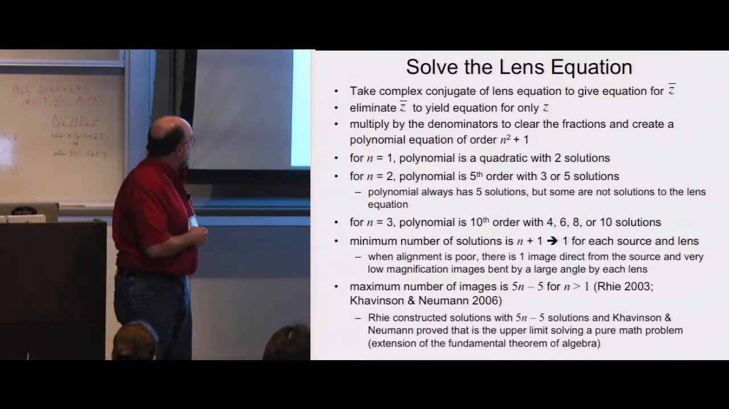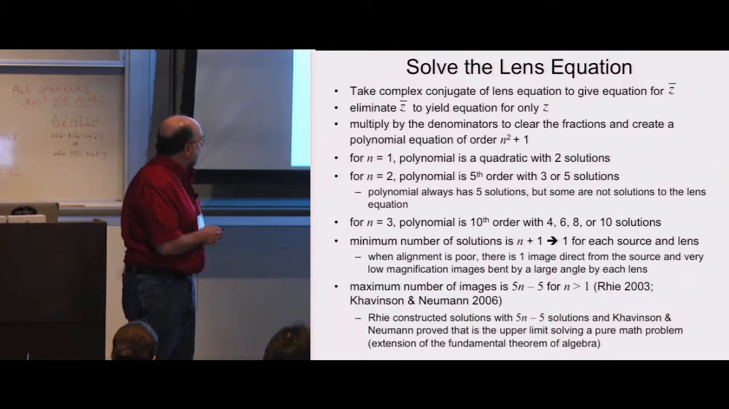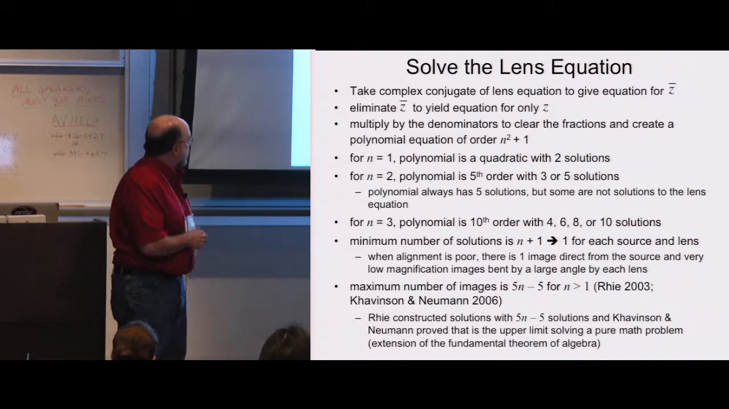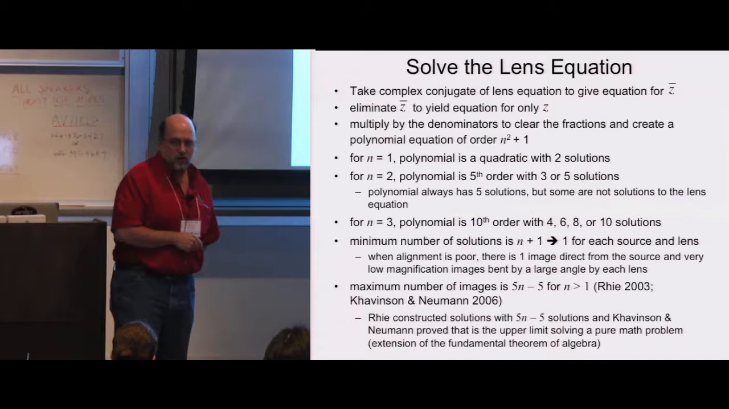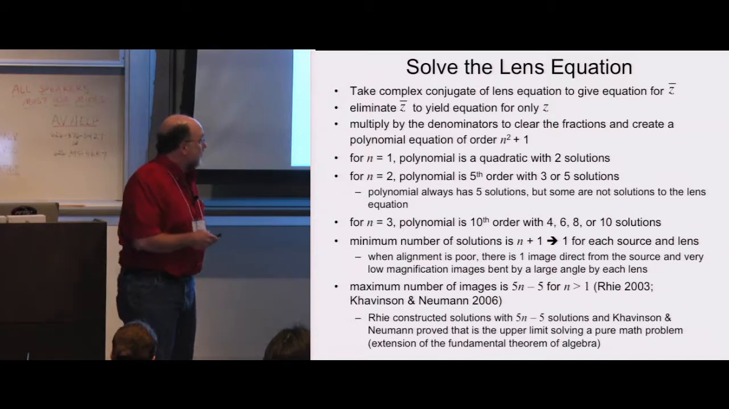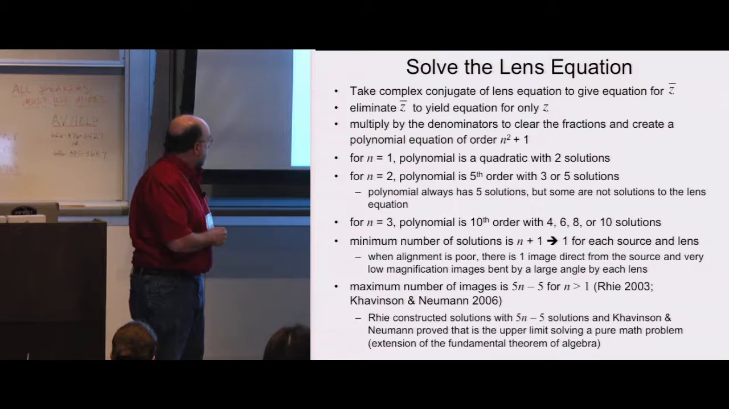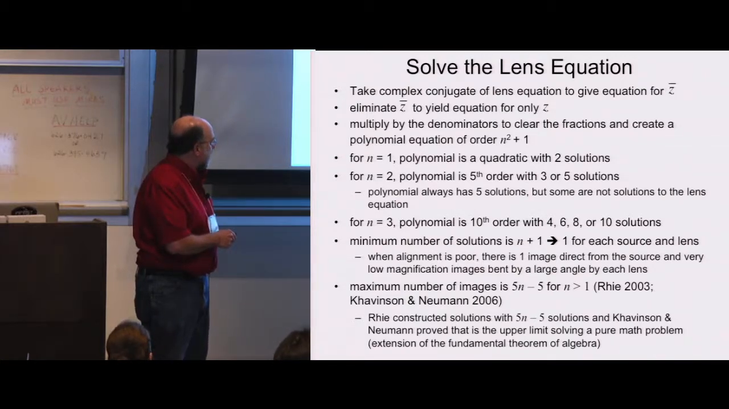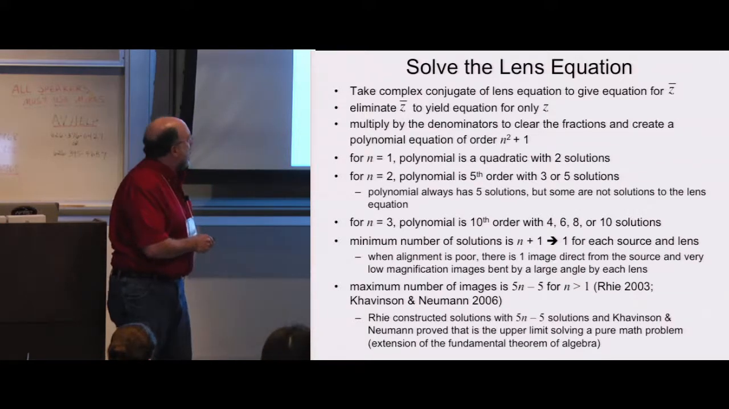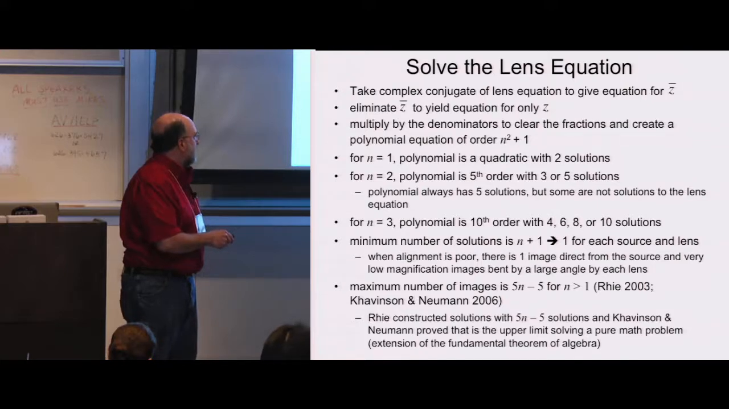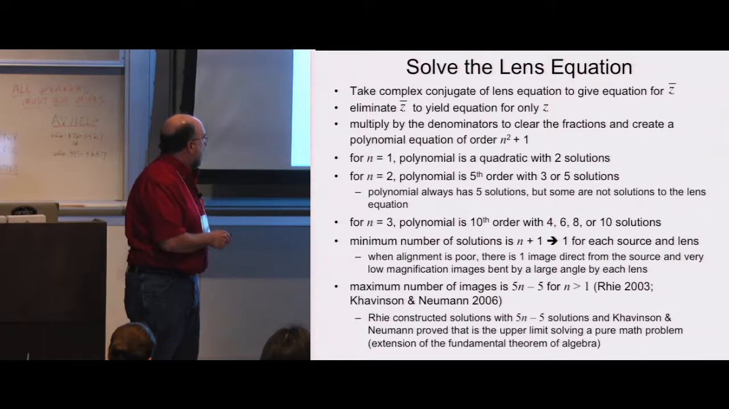Okay, it gets a little more complicated when you go up to a larger number of masses. For 3 masses, the polynomial is 10th order with 4, 6, 8, or 10 solutions. And you can work out the minimum and maximum number of solutions. The minimum number is actually fairly straightforward. You can actually understand the reason for this. The minimum number of solutions is n plus 1. So it's n with one image associated with each lens, and one image associated with the source. So there are multiple lenses and one source, and n plus 1 images.